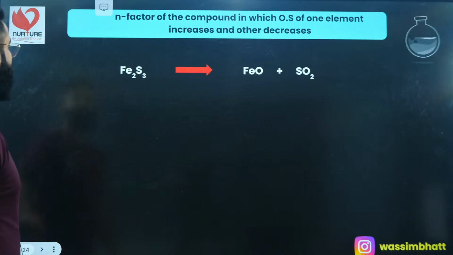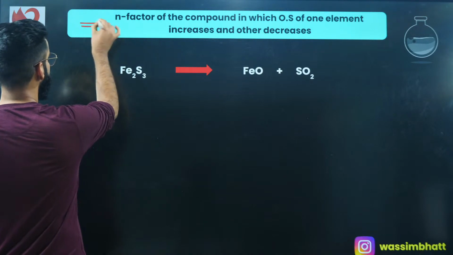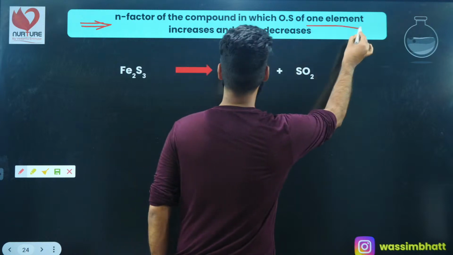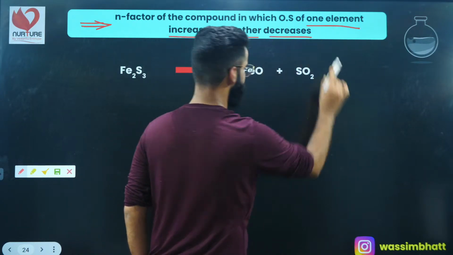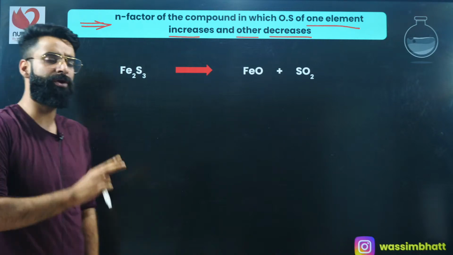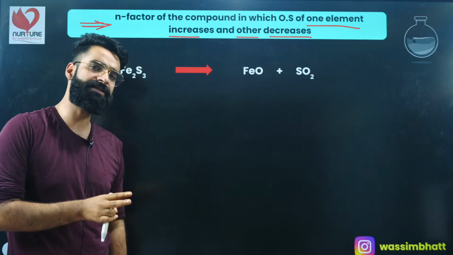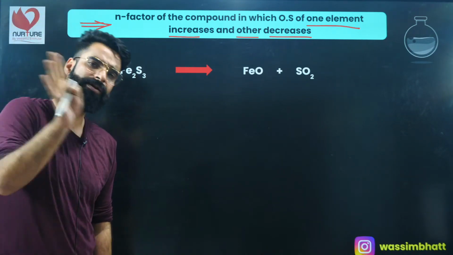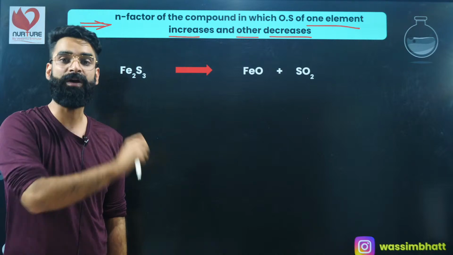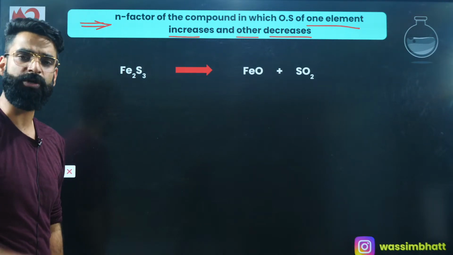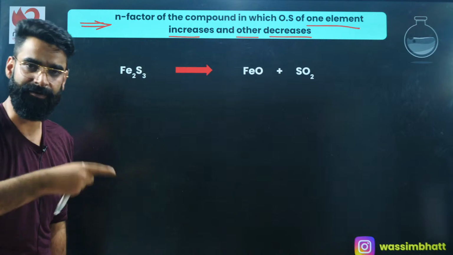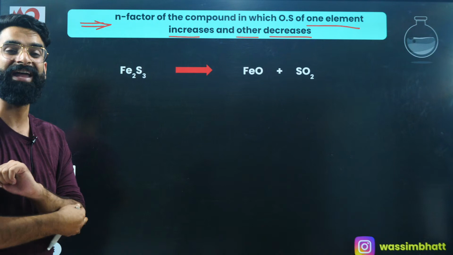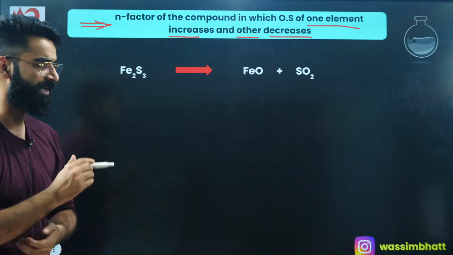Okay, now comes one more category over here. This is one different category. N factor of the compounds in which the oxidation state of one element increases and the other decreases. Till now we were talking about those compounds in which oxidation states of more than one element simultaneously either increase or decrease. But now comes a compound in which the oxidation state of one element will increase, another one will decrease. At that time, how do I calculate its N factor? Now in this case, it's going to be mod of N1 minus N2, right?